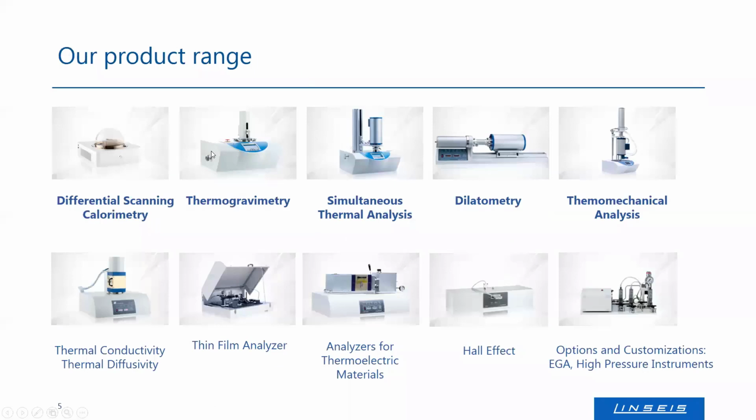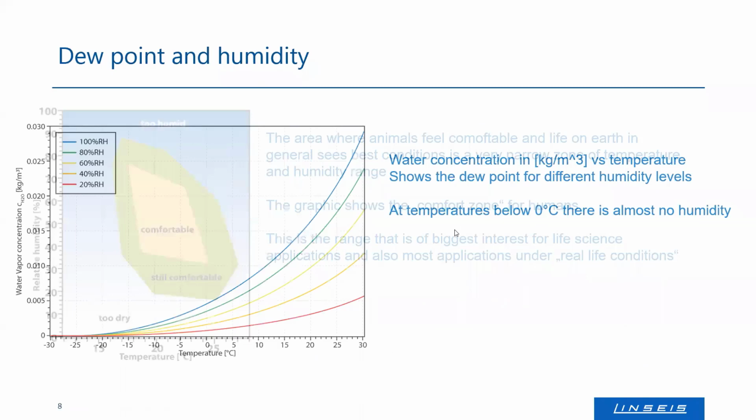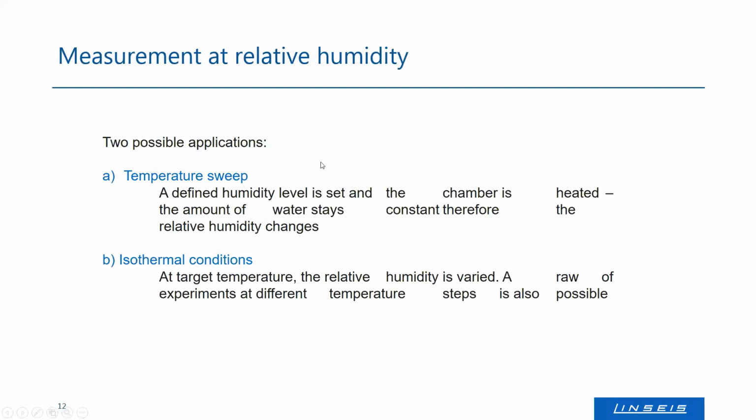I'm telling this because I want to show you some applications now. The main applications for relative humidity are either you do a temperature sweep. So you create a defined level of humidity, you set it, and then the chamber is heated. The amount of water stays constant. Therefore, the humidity level changes, like I explained in the beginning.